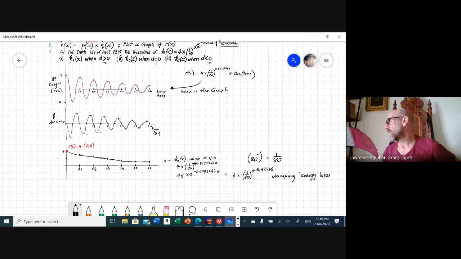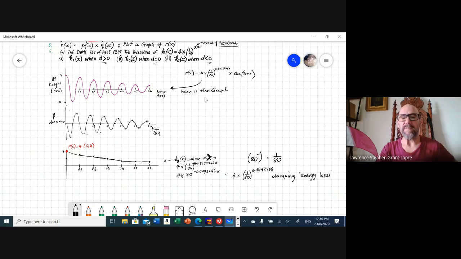energy loses, the energy lost causes the reduction in height. All right, so I'll change that. That's when d is in fact positive. We'll just change that. That's when d is positive. We've done that one. Okay, so we've done the first one.